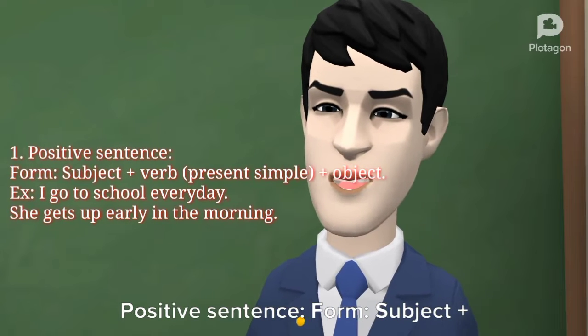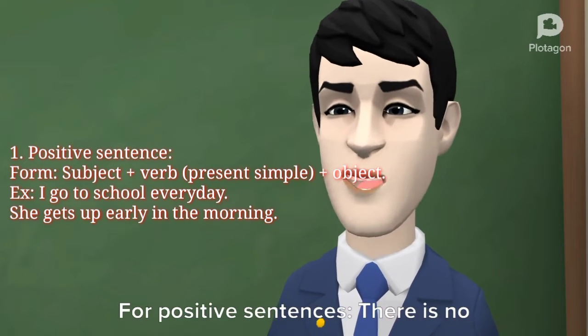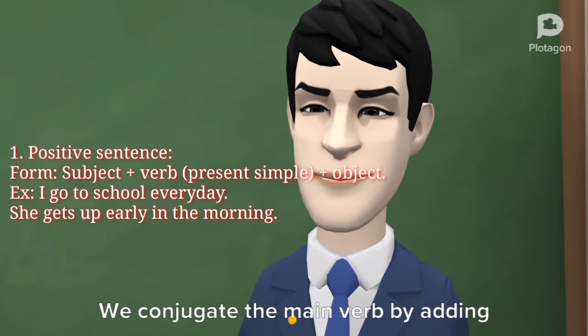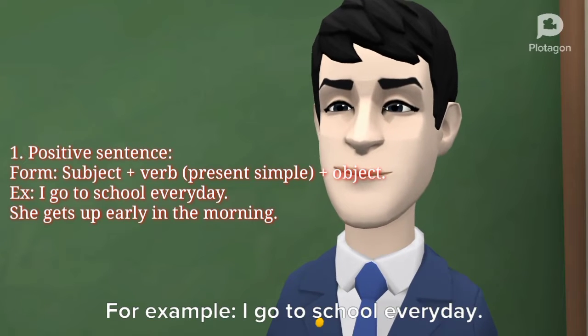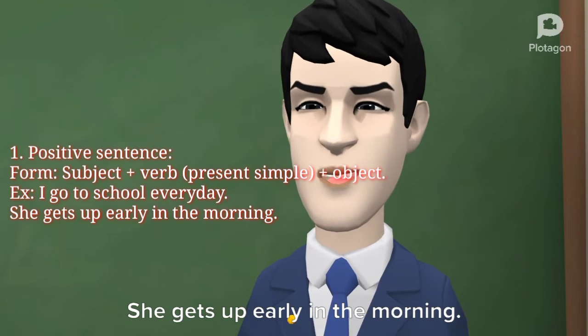1. Positive sentence. Form: subject plus verb, present simple, plus object. For positive sentences, there is no auxiliary verb. We conjugate the main verb by adding s to the third person singular. For example, I go to school every day. She gets up early in the morning.